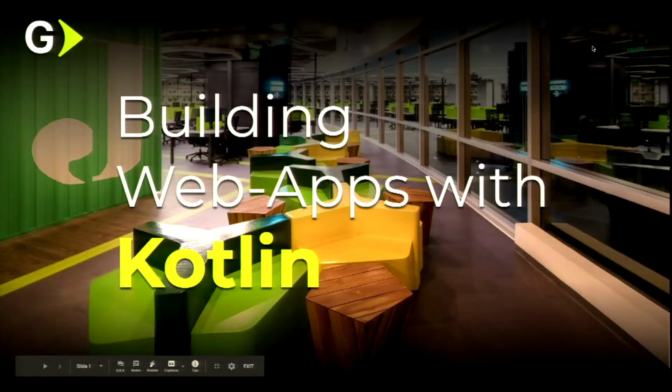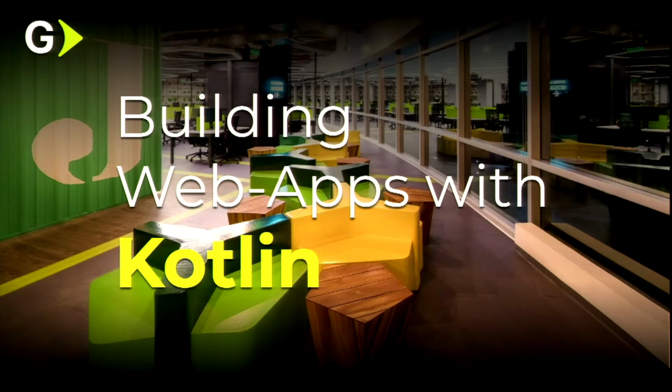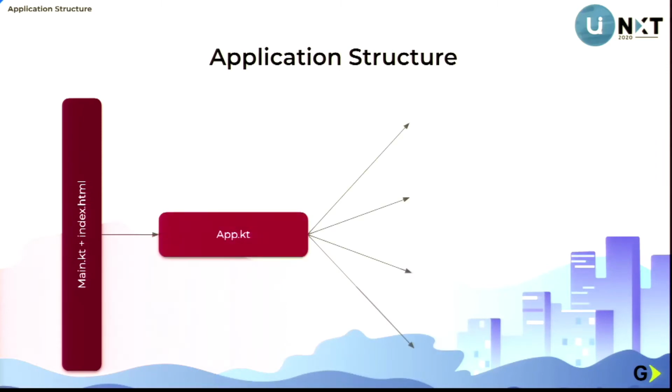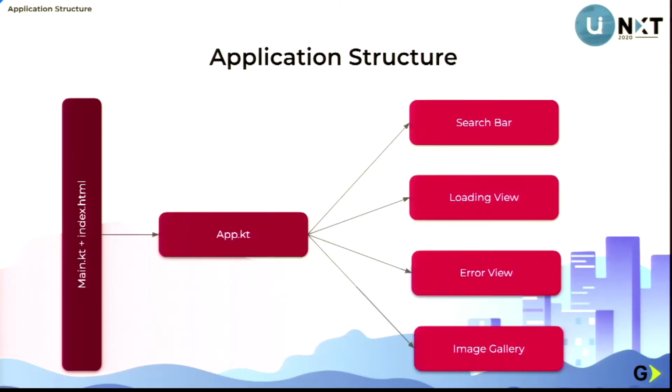All right, so building web apps with Kotlin. We built all of that in Kotlin. Let's see what structure we saw. We saw a structure over there, and that's the structure over here in our app. So we are going to deep dive into our app. Here's the main.kt with index.html, and it is inflating something called app.kt. Everybody has an app.js in their app, right?